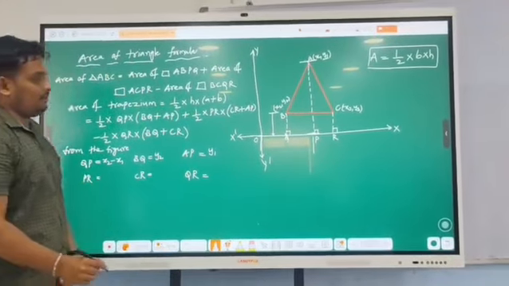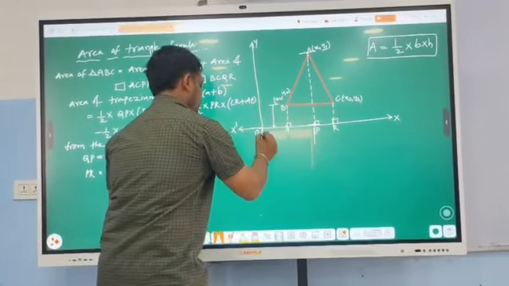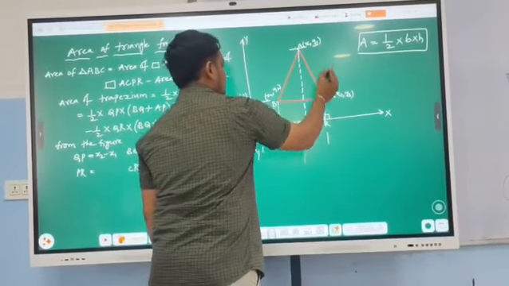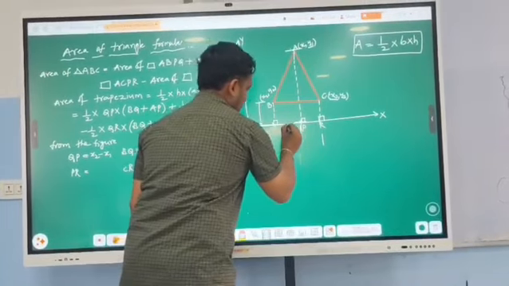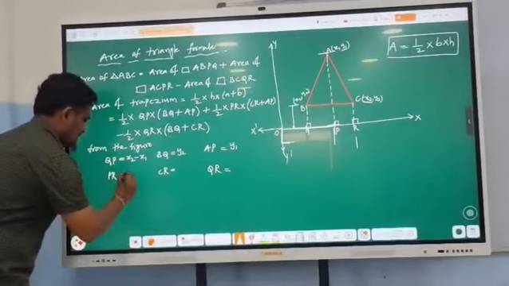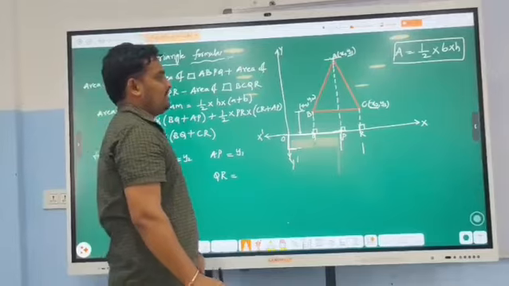Come to PR. Where is PR? Here is P and here is R. You know that the distance from the x-axis to R we took as x3. We want this PR only, which means we need to subtract this. That means x3 minus x1.